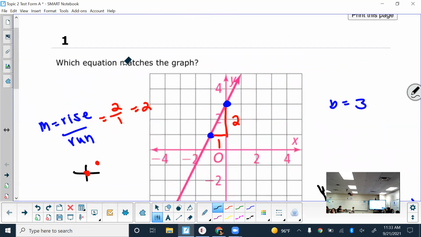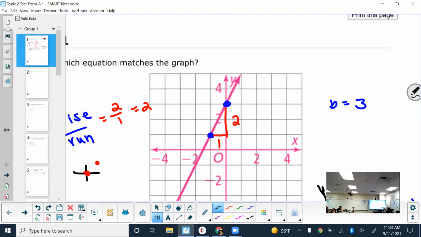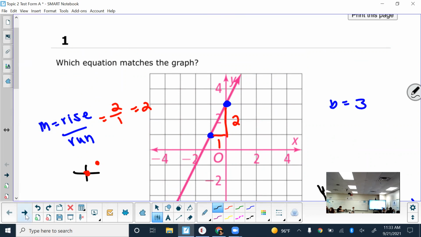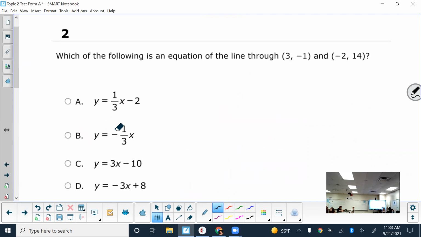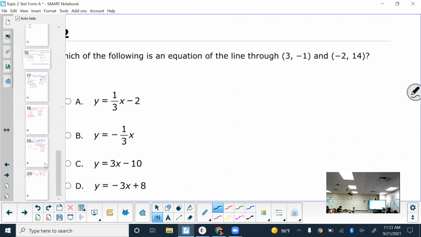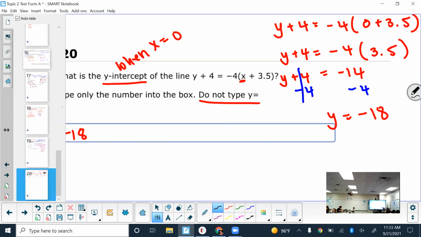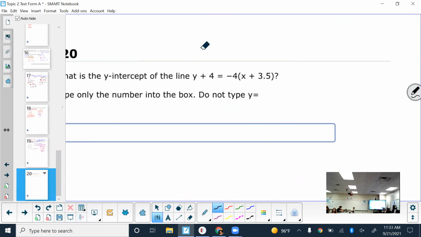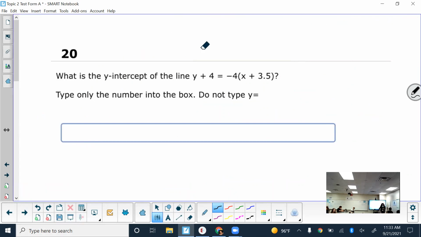All right, which other ones do you want to see from your test? Any? You guys get number 2? Yes? Number 20. All right, so that's a good one. Yes. All right, so number 20. This one's a good one. It's what is the y-intercept of the line?